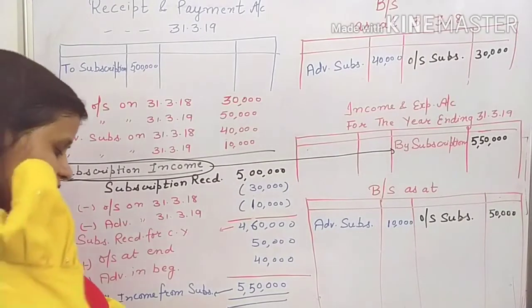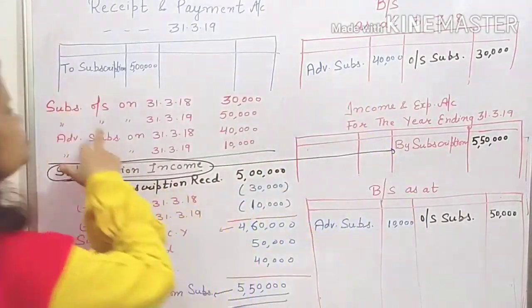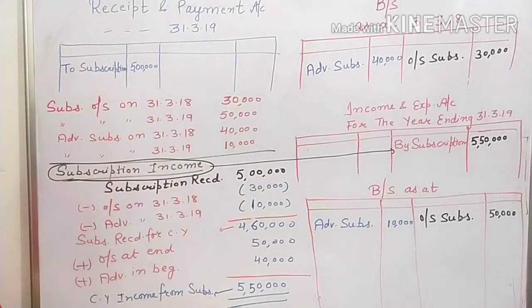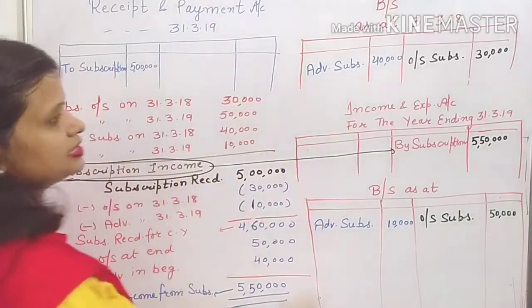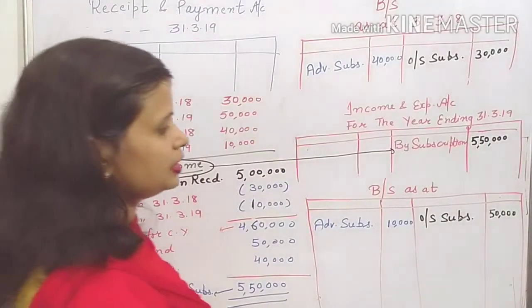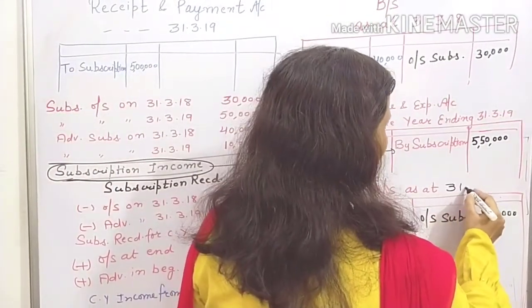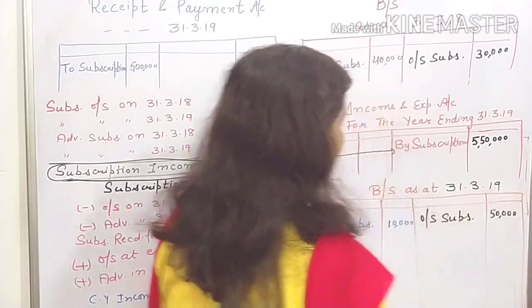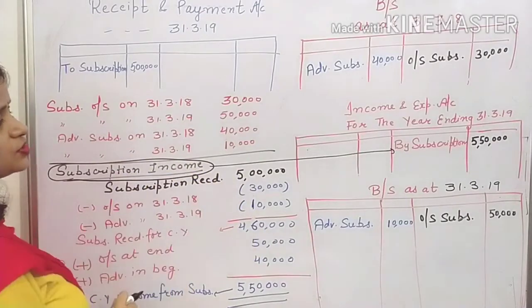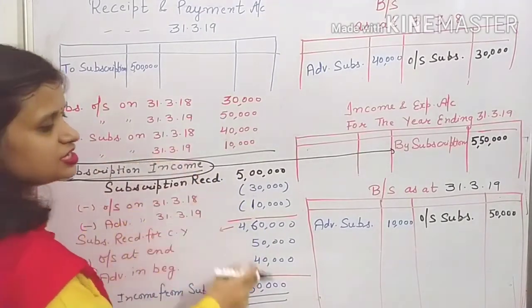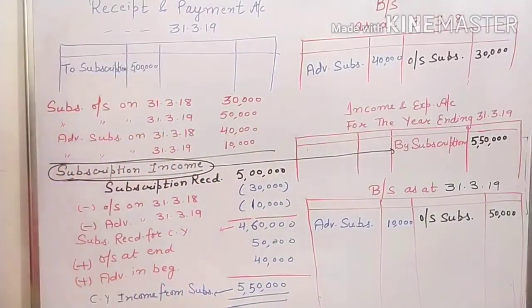In the balance sheet in the beginning, outstanding in the beginning will be shown on the asset side, and advance in the beginning will be shown on the liability side. Similarly, you can prepare the balance sheet at the end on 31st March 2019: subscription outstanding 50,000 and advance subscription 10,000. This is our first example to solve practical problems related to subscription.